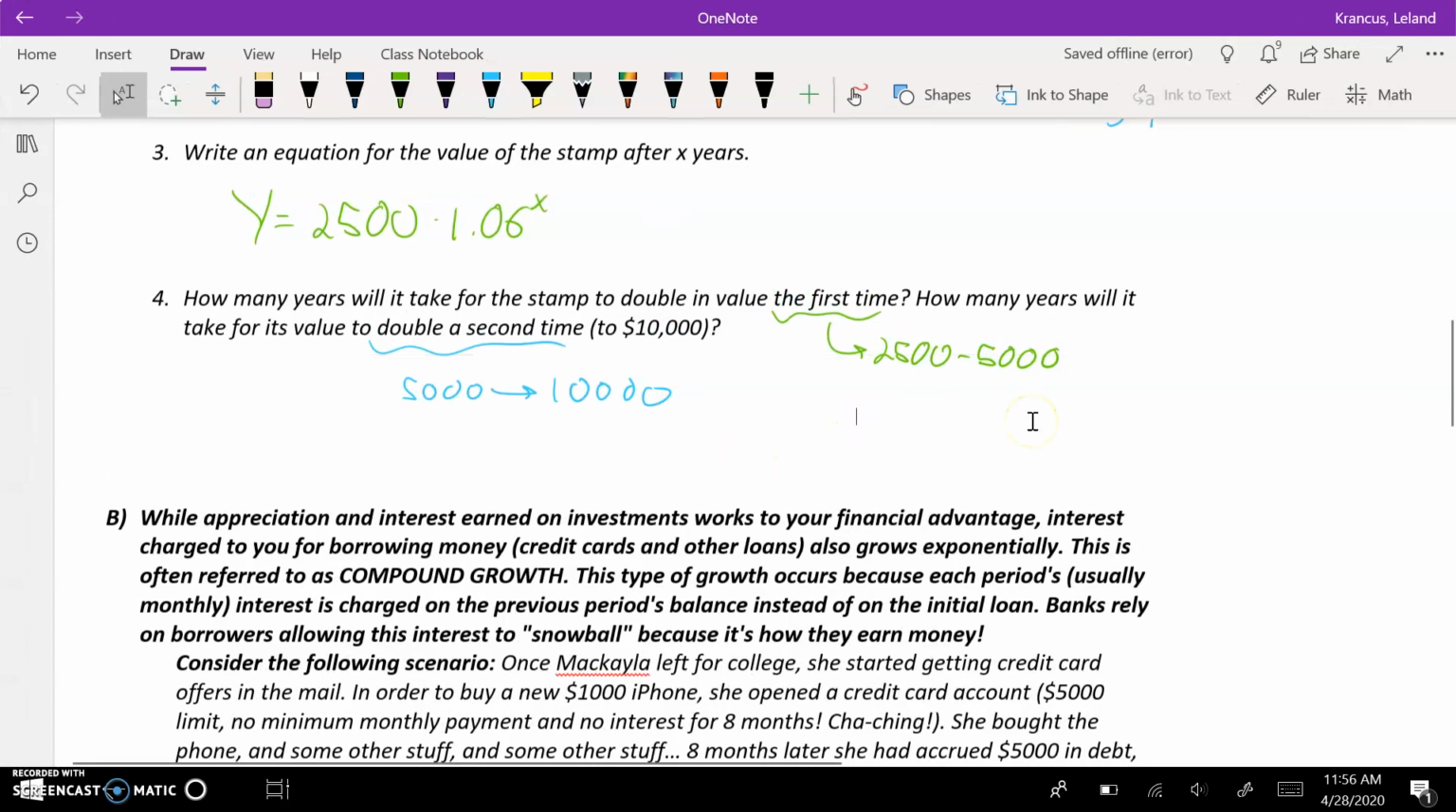Like I said in the previous one, it would seem like it would take longer for something to increase in value by $5,000 that second time versus $2,500 that first time that it doubles. But remember that exponential curve gets steeper and steeper. So even though it has more money to gain to double, the line is climbing more steeply, so it gains that value in the same amount of time.